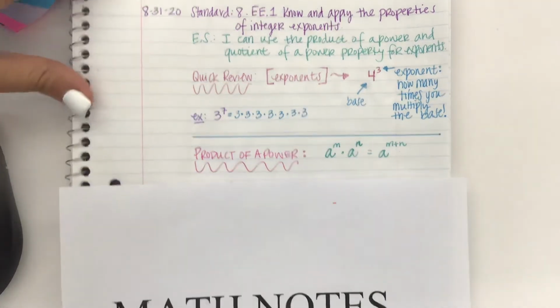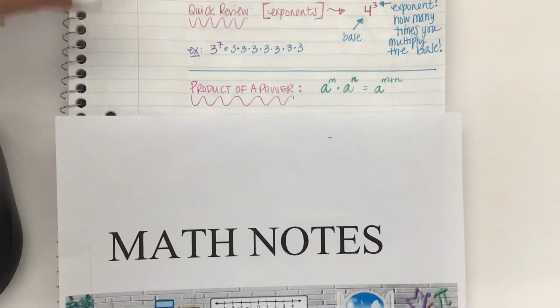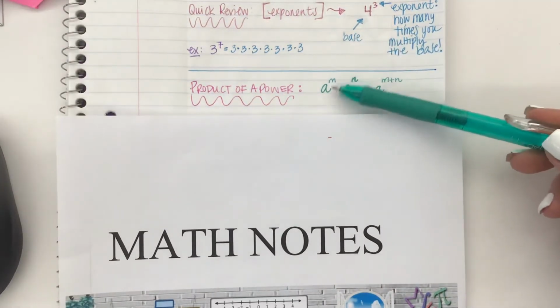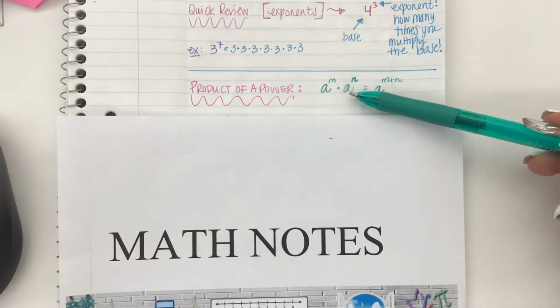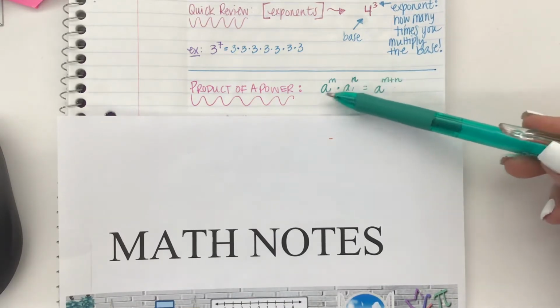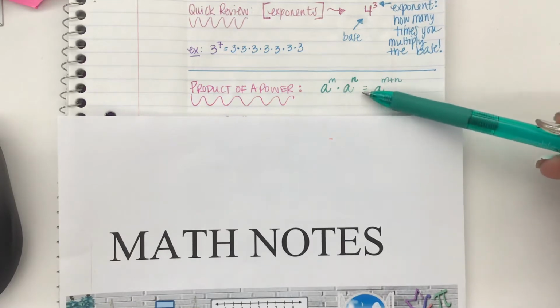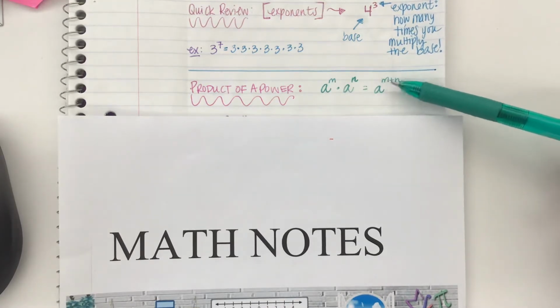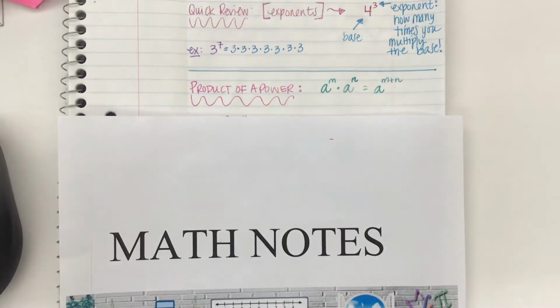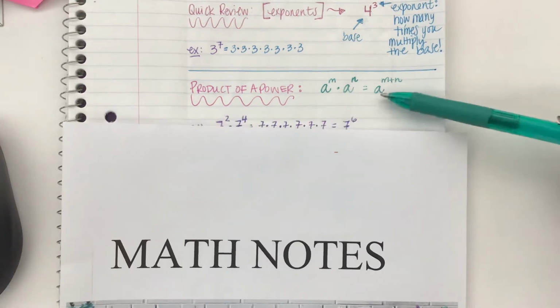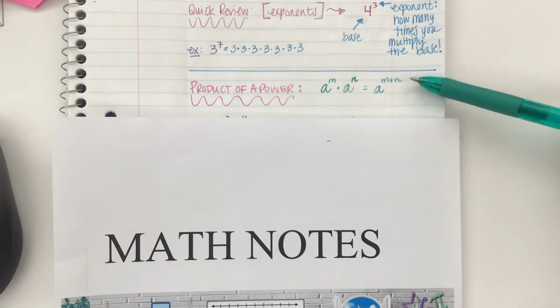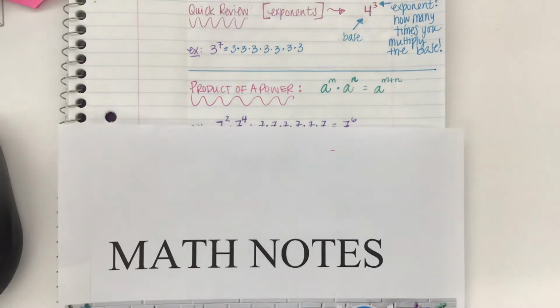This is the rule for product of a power. This is a property. If you have any base a to the power of m and you multiply it by any base a to the power of n, remember these two bases obviously have to be the same, they equal a to the power of m plus n. In other words, what does this mean? If you have two exponents with the same base and you're multiplying them, to simplify, you just take that base and you add the two exponents. Okay, so let's do an example.